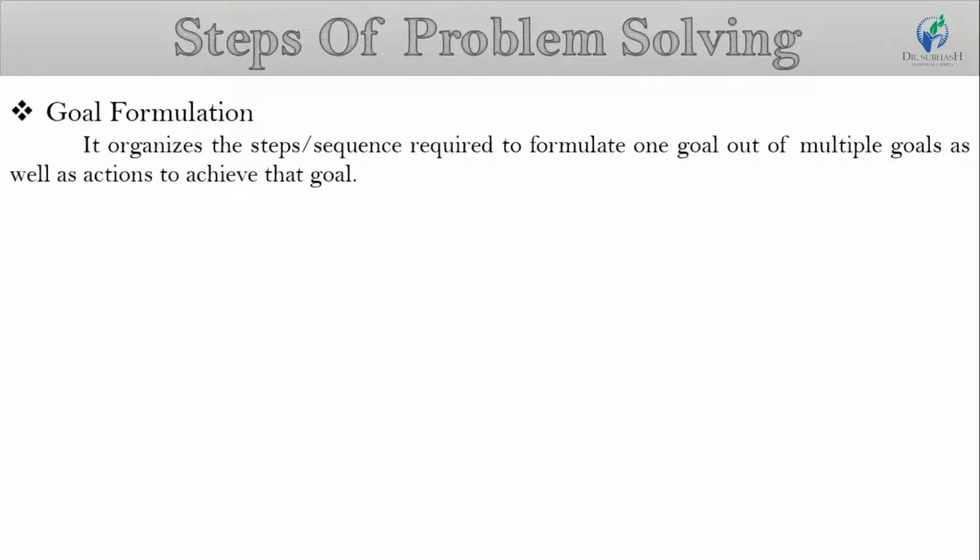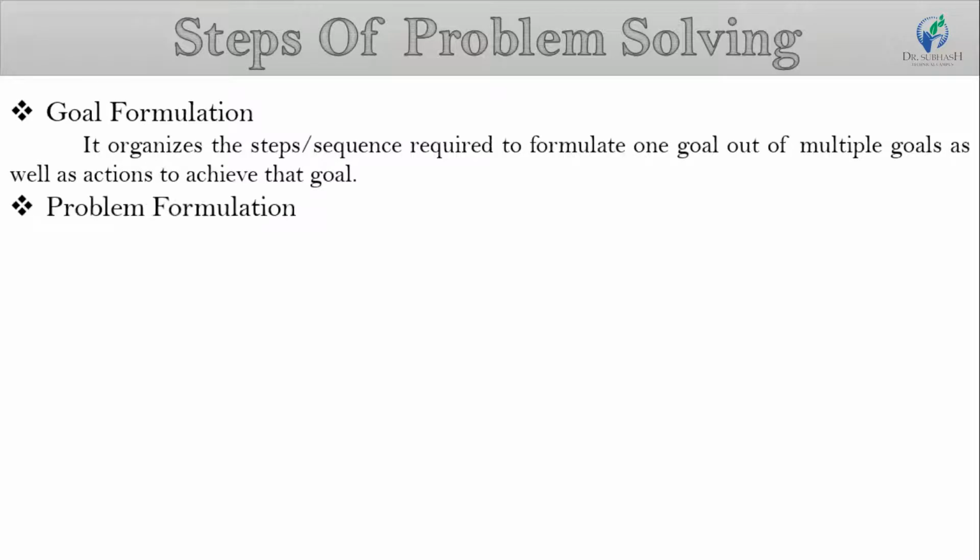Now we have discussed the steps performed by problem solving. In this, first we understand what is goal formulation. It is the first and simplest step in problem solving. It organizes the steps or sequence required to formulate one goal out of multiple goals as well as actions to achieve that goal. Goal formulation is based on the current situation and the agent's performance measures.